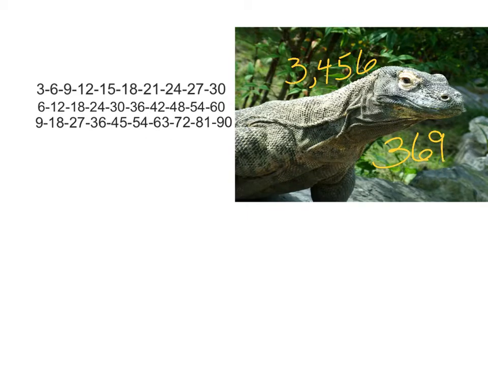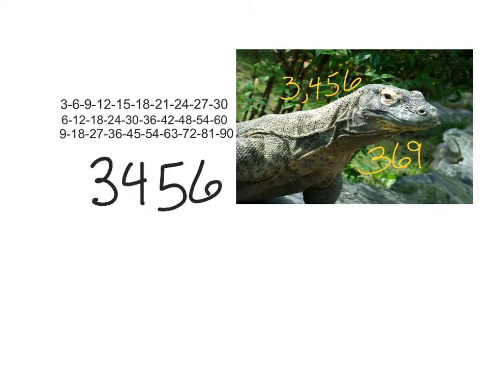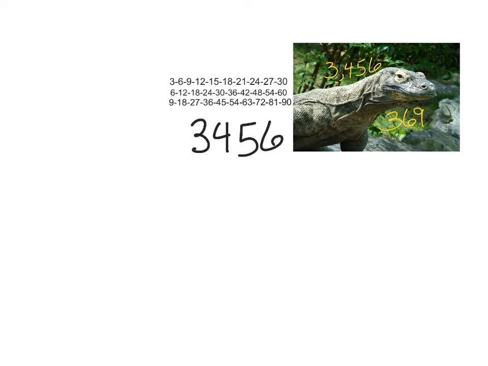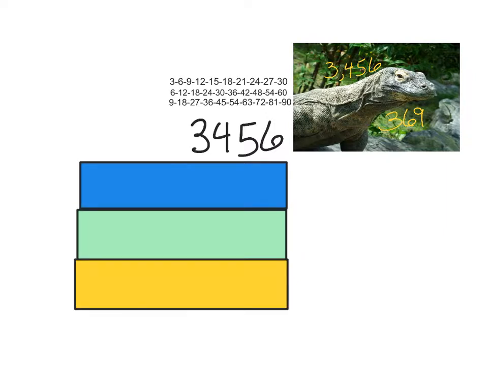Next thing you want to do is write the number on top that you're multiplying, right? So I've got 3,456, and then I'm going to create a number of area boxes. My first one will be right here. My second one will be right below it, right there. Superb. And my third one will be right below that.